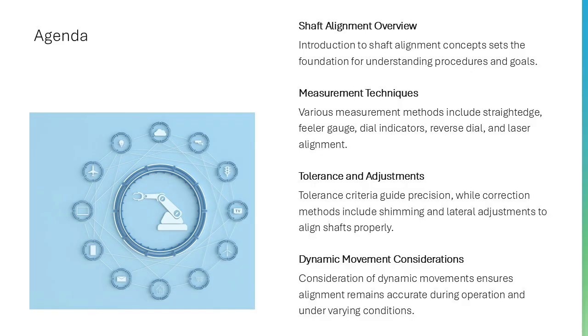This slide outlines the sequence of topics addressed within the presentation. It provides participants with a structured expectation of the information flow. Topics include an introduction to shaft alignment concepts, pre-alignment tasks, measurement techniques, tolerance criteria, methods such as straightedge, feeler gauge, dial indicators, reverse dial, and laser alignment, dynamic movement considerations, and correction processes such as shimming and lateral adjustments. The agenda helps align participants with the progression from foundational principles to advanced methods and practical field techniques.